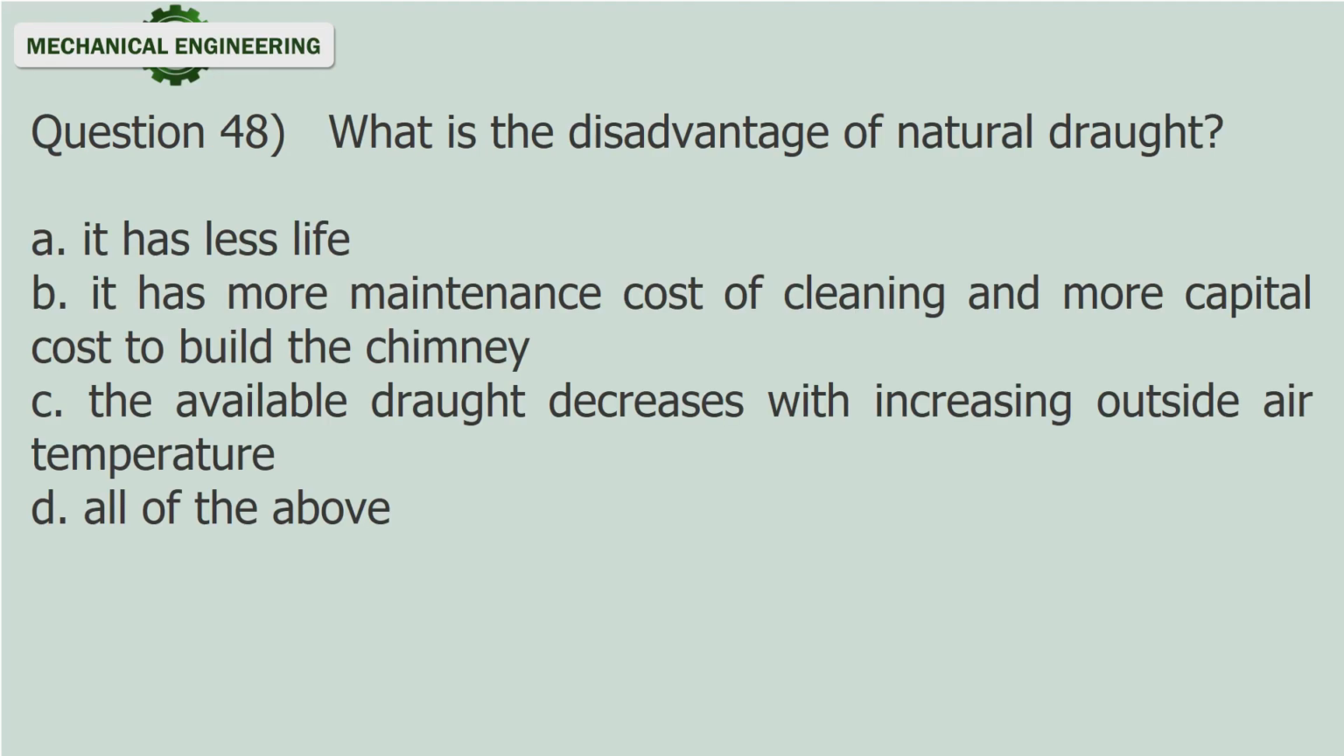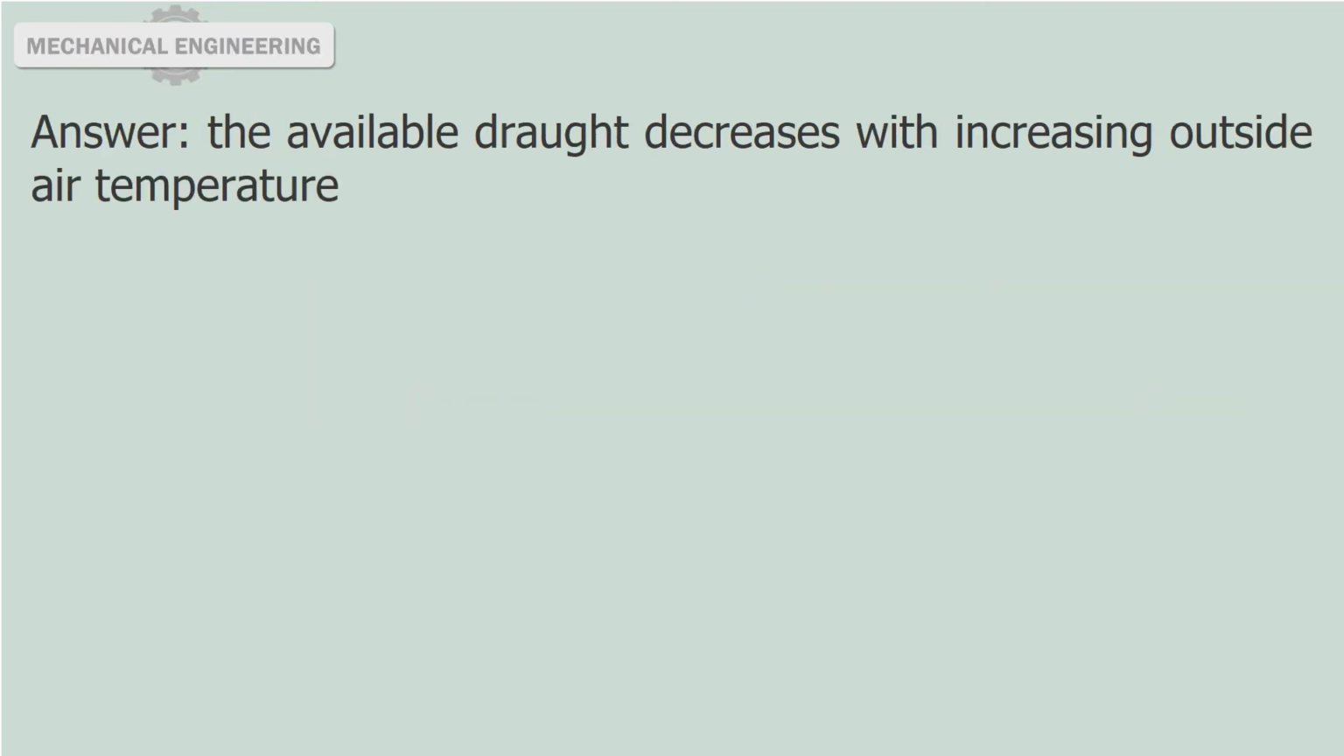Question 48. What is the disadvantage of natural draft? A. It has less life. B. It has more maintenance cost of cleaning and more capital cost to build the chimney. C. The available draft decreases with increasing outside air temperature. D. All of the above. Answer: the available draft decreases with increasing outside air temperature.